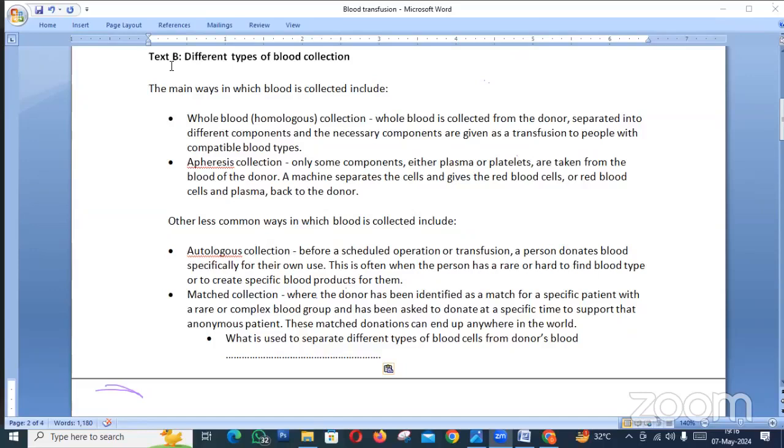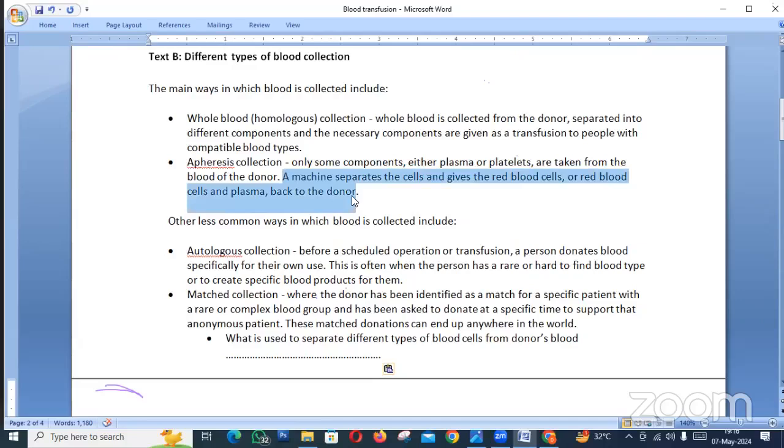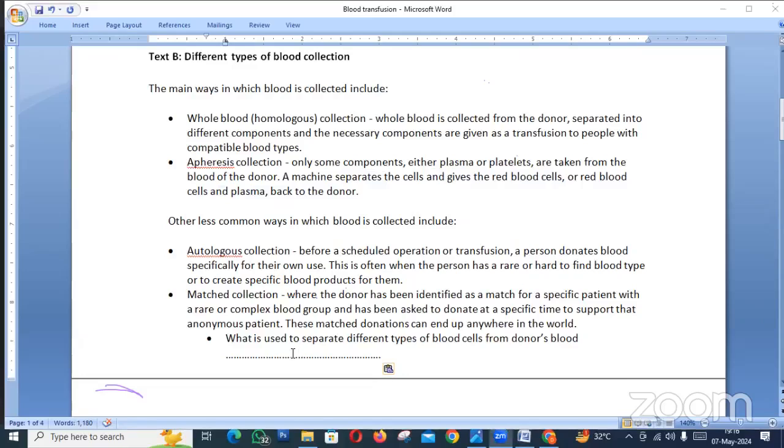Okay, very good. So your answer is a machine. Only some components, either plasma or platelets, are taken from the blood of the donor. A machine separates the cells and gives the red blood cells, or red blood cells and plasma, back to the donor. So what is used to separate cells? A machine. Okay, so our answer is a machine. Machine would be acceptable too, but the exact answer is a machine.